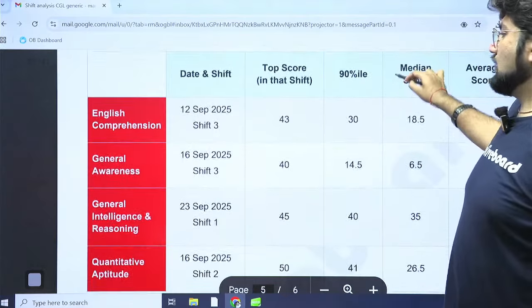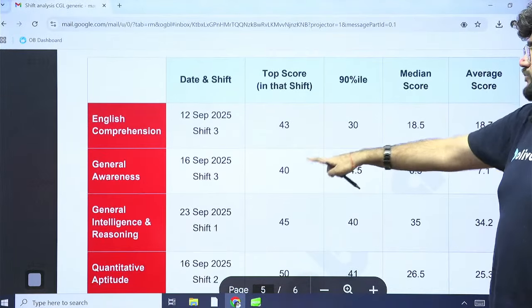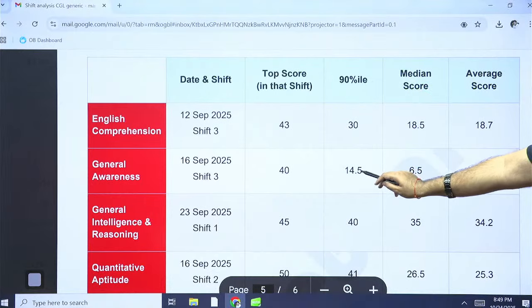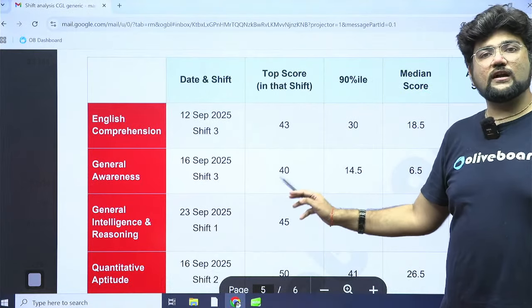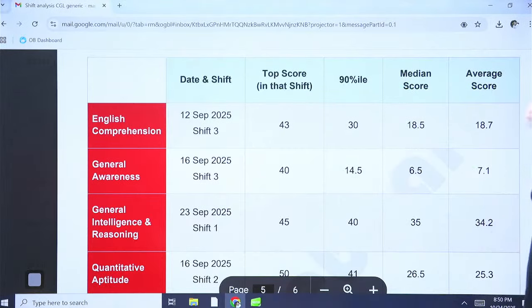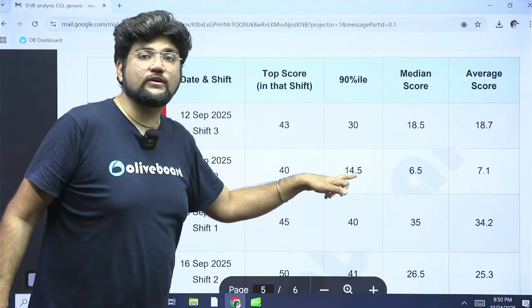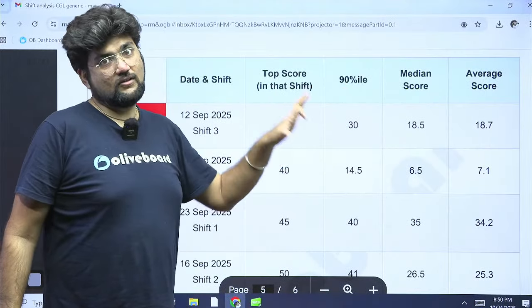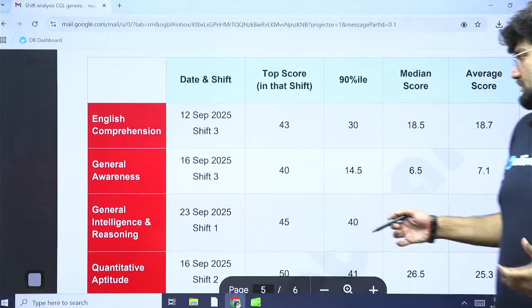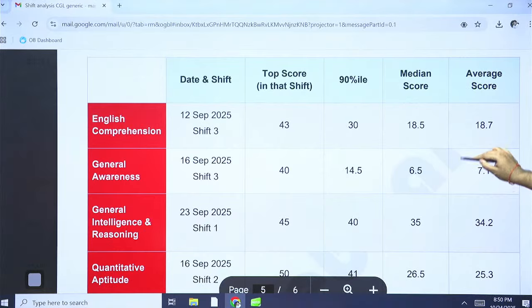Okay, general awareness, 16 September 2025 shift 3, 40 is the top score in that shift. Again, that's a good score. 90 percentile is 14.5. Look at the drop. Top scorer is 40, but the 90 percentile score is 14.5. That means only 10% of students in this shift have scored above 14.5. Now that's alarming. Okay, that is how general awareness usually is. 6.5 is the median score, very low, and average score is 7.1.